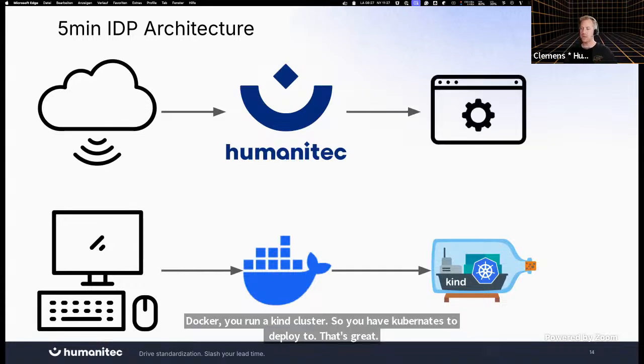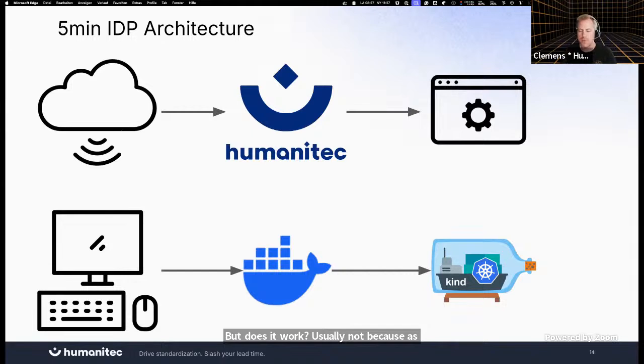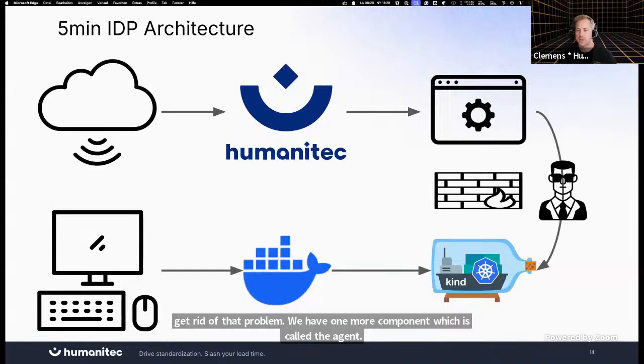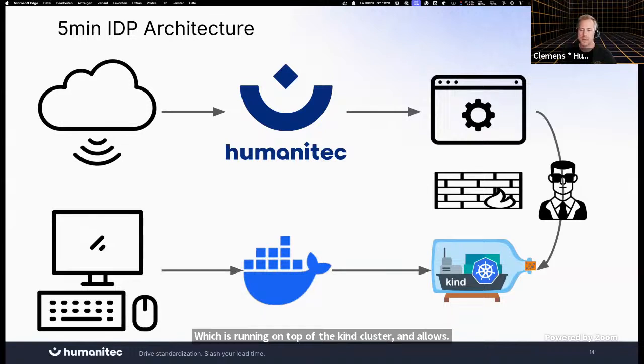Usually not, because as soon as the orchestrator tries to deploy something on top of your client cluster, it will run into a firewall or any kind of networking constraint between the internet and your machine. To get rid of that problem, we have one more component, which is called the agent, which is running on top of the client cluster and allows the orchestrator to reach through a secure tunnel to your client cluster and deploy as it would be able to if it was sitting in the network right next to your machine. And this is the architecture of the 5-minute IDP.